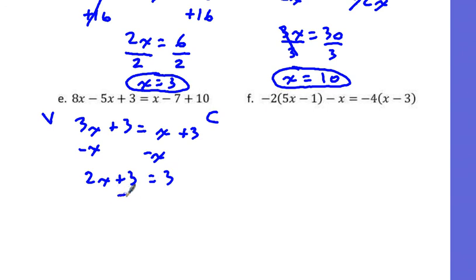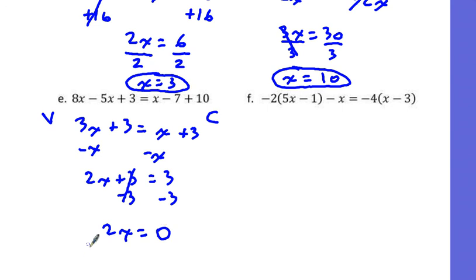We subtract 3 to move the constants to the right. 3 minus 3 is 0. 2x equals 3 minus 3 is 0. That's interesting. And at this point, don't be confused. We still will operate using the same process as we have in the previous examples.